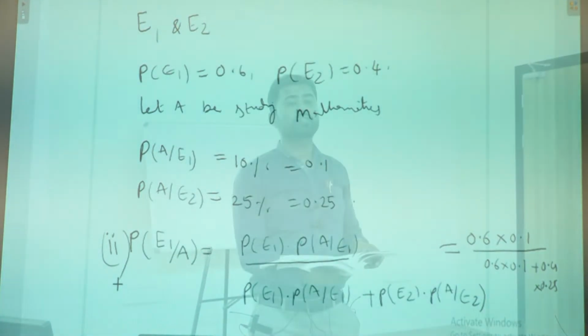Okay, now 10 minutes break. Start writing fast. Companies B1, B2, B3 produce 30%, 45%, and 25% of the cars respectively. It is known that 2%, 3% and 2% of the cars produced from B1, B2, B3 are defective. I'll repeat the question. Companies B1, B2, B3 produce 30%, 45%, 25% of the cars respectively. It is known that 2%, 3% and 2% of the cars produced from B1, B2, B3 are defective.